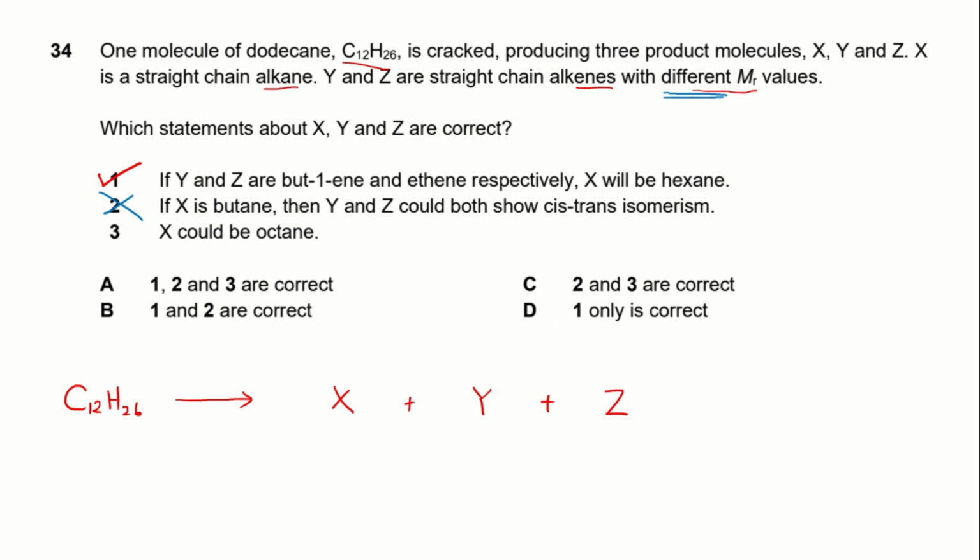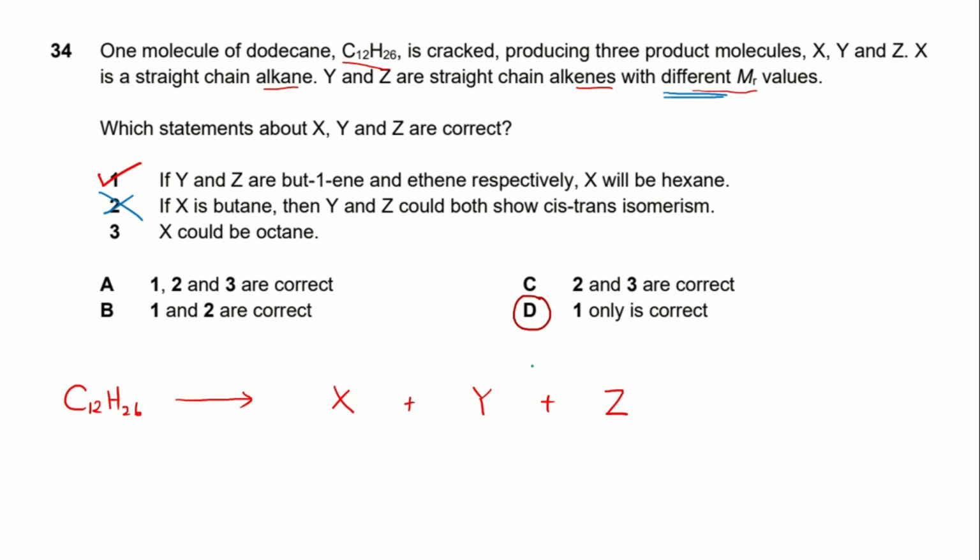The next one, we are supposed to check if statement 3 is correct. But before I explain about statement 3, we look at the answers. A will be 1, 2, and 3 are correct. B will be 1 and 2 are correct. C will be 2 and 3 are correct. D, 1 only is correct. Statement 1 is correct. Statement 2 is incorrect. So the only possible answer for this question will be D. So during the exam, if you are able to find the answer before checking on all statements, you can use this strategy to save time.